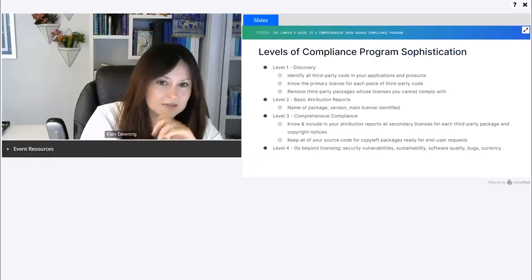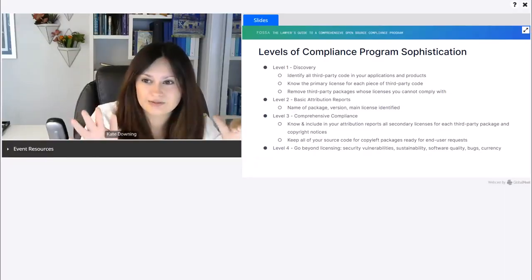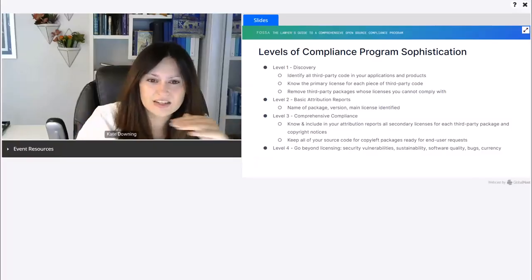That is basically the level that passes for an investment due diligence. So that's a great thing to aim for when you're a small company. Level 3, I would call more comprehensive compliance.